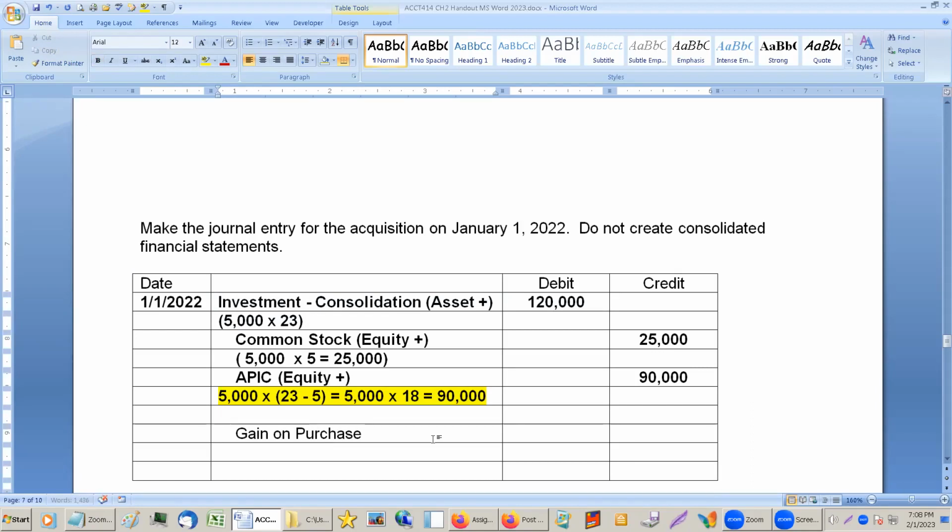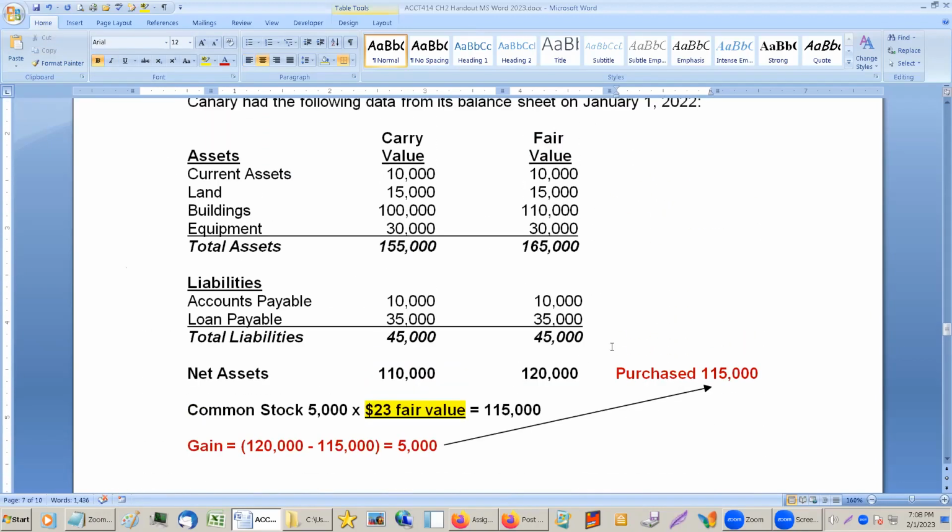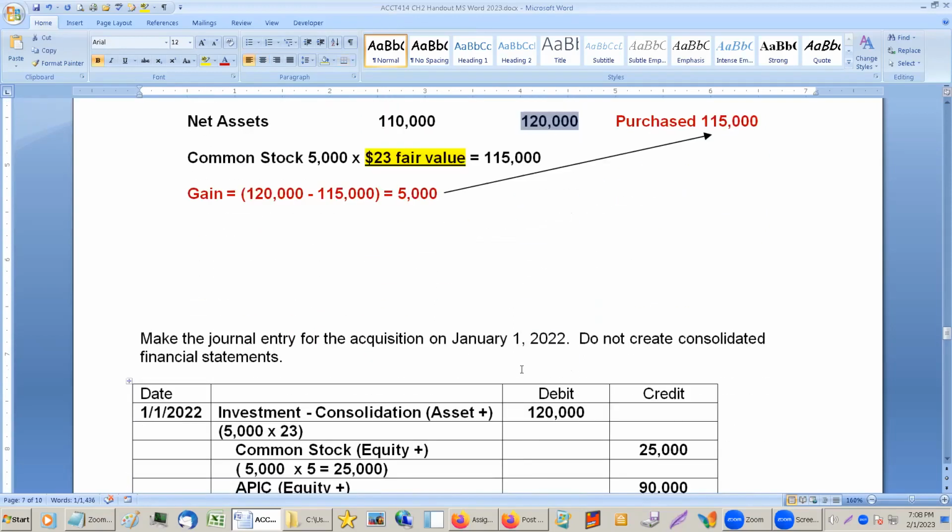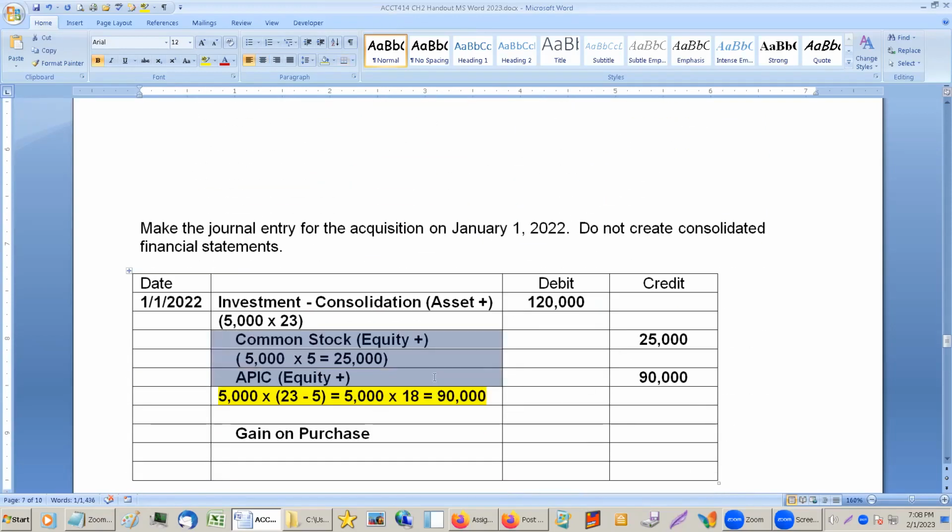So gain on purchase. I'm sorry to interrupt, but isn't the investment consolidation actually 115,000? We put it on at the fair value. Oh, I see. Okay, yeah, got it. Thank you. So the fair value, and what we gave up is also at fair value. So I would see a gain on purchase of 5.